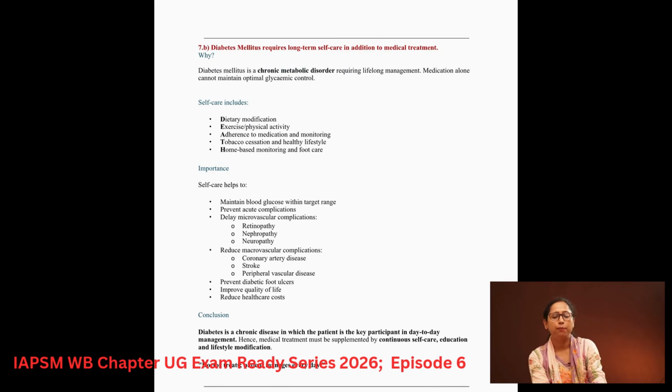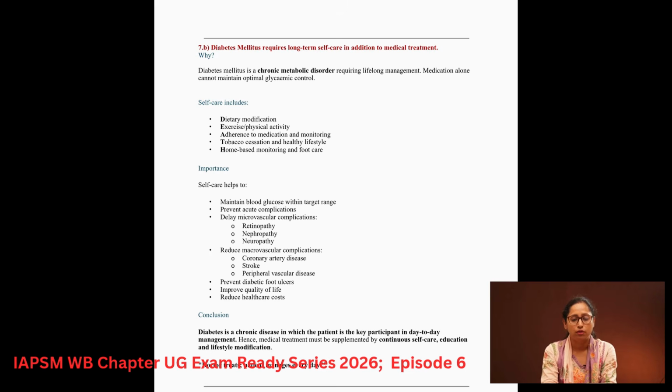Now, the question number B was: diabetes mellitus requires long term self care in addition to medical treatment, explain why. Now, diabetes mellitus is a chronic metabolic disorder requiring lifelong management rather. Medication alone cannot maintain the optimal glycemic control. Self care is very important.